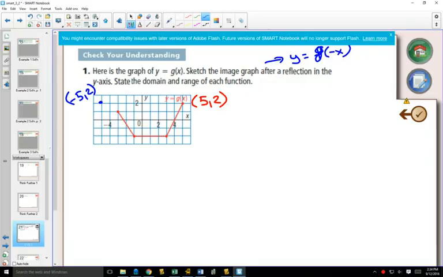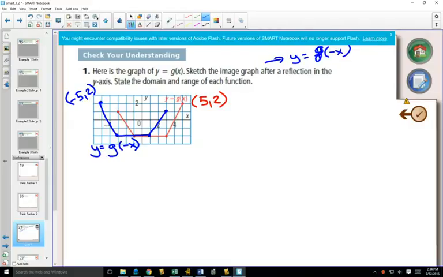If we do this point, it'll go to over here. This point will go over to there, and this one will get flipped over to there. And we can connect all those lines in the end, and we can see that the red graph has been flipped over the y-axis to get the blue graph. If we wanted to label the blue graph here, we would label this one as g of negative x.